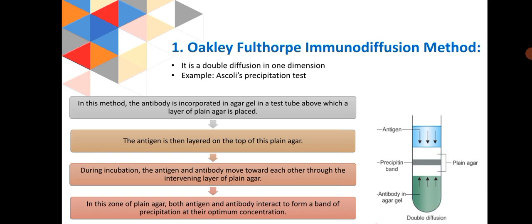Ouchterlony immunodiffusion method. It is a double diffusion in one dimension, for example in the case of Ascoli's precipitation test. In this method, the antibody is incorporated in the agar gel in a test tube, above which a layer of plain agar is placed. The antigen is then layered on the top of this plain agar. During incubation, the antigen and antibody move towards each other through the intervening layer of plain agar. In this zone of plain agar, both antigen and antibody interact to form a band of precipitate at their optimum concentration.